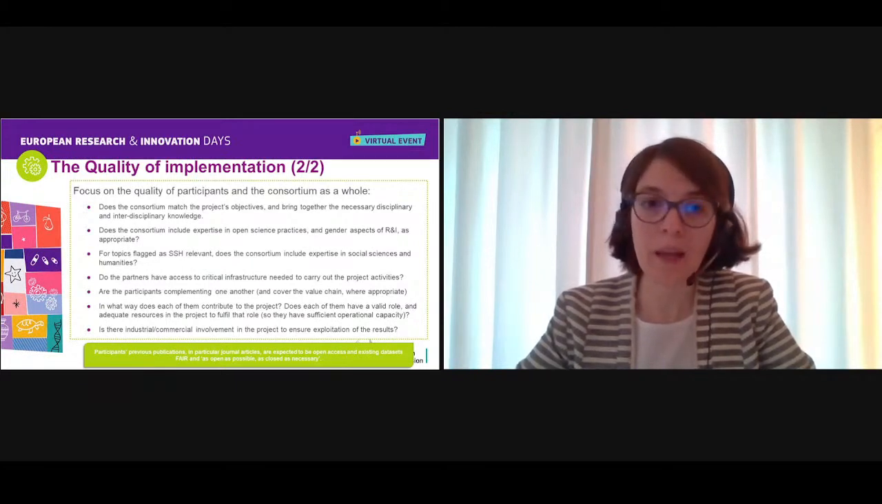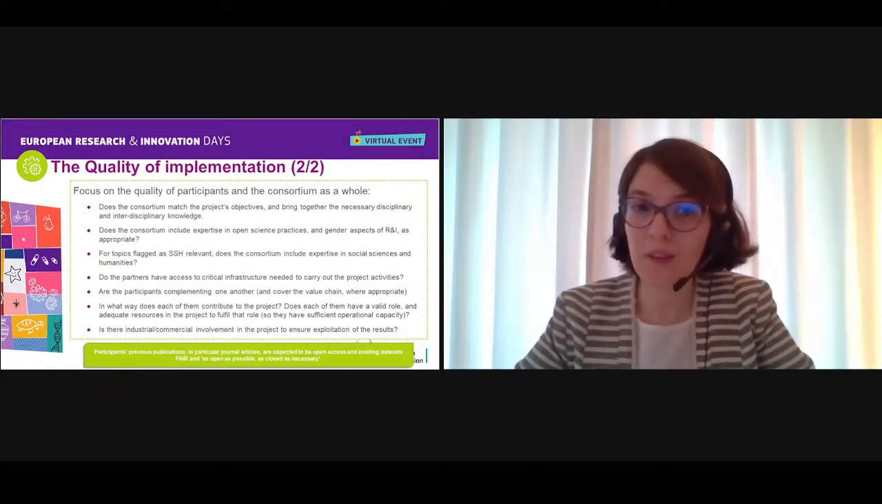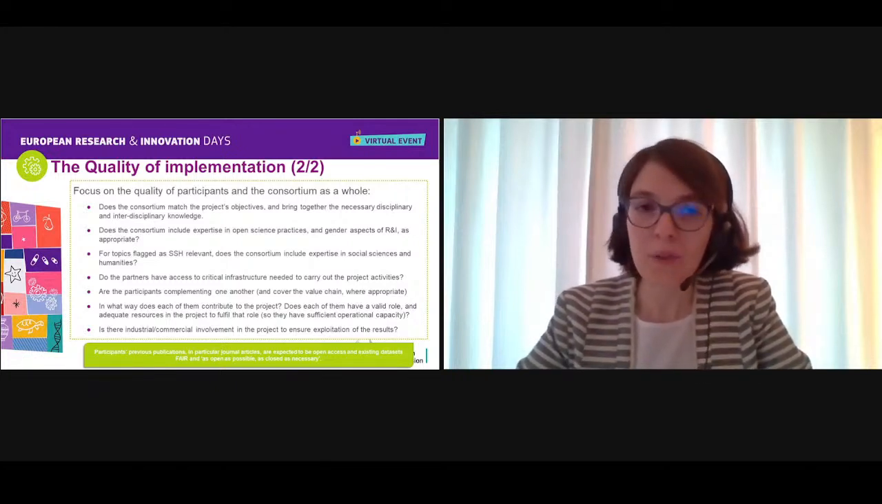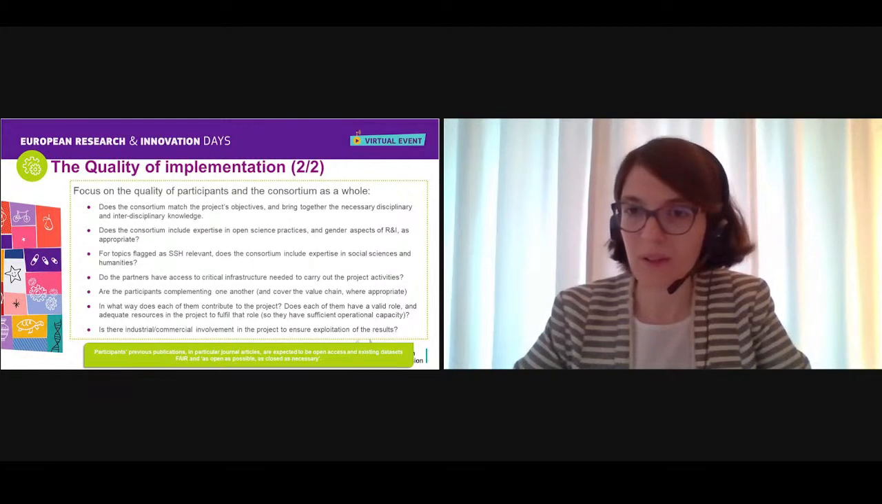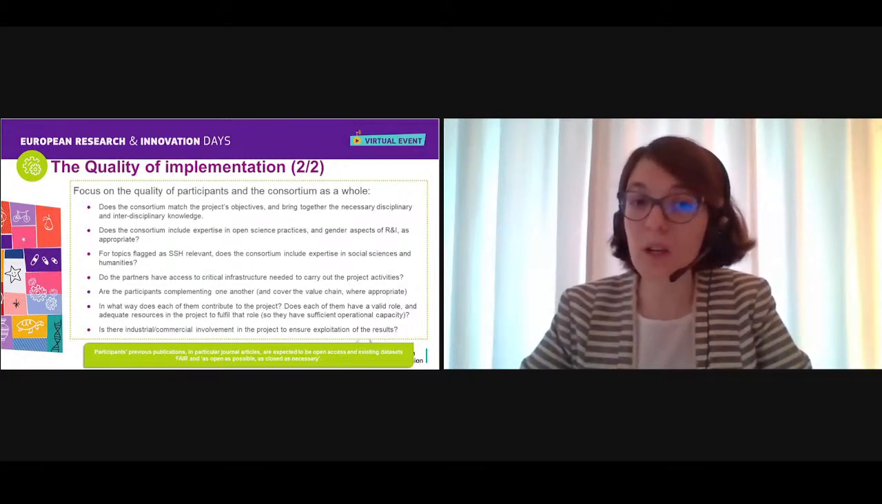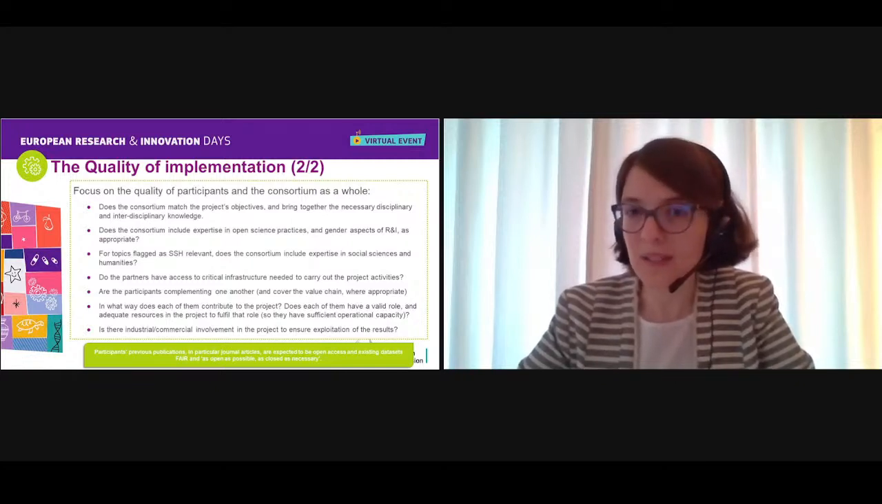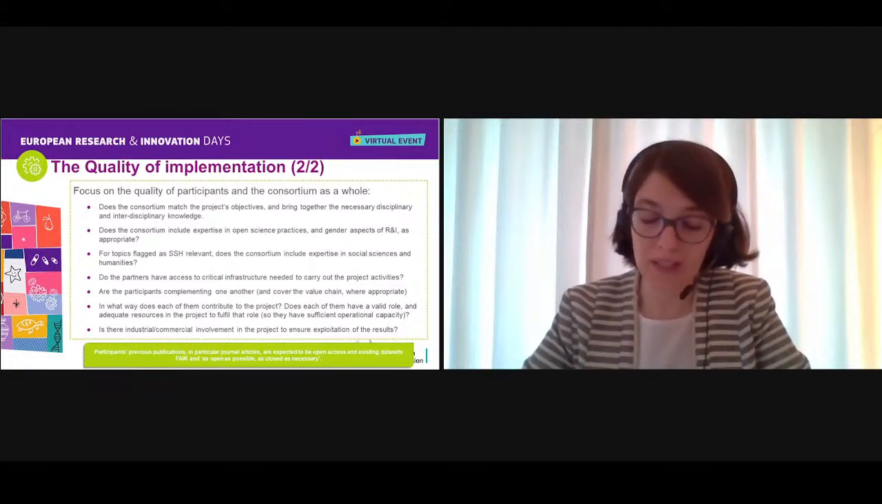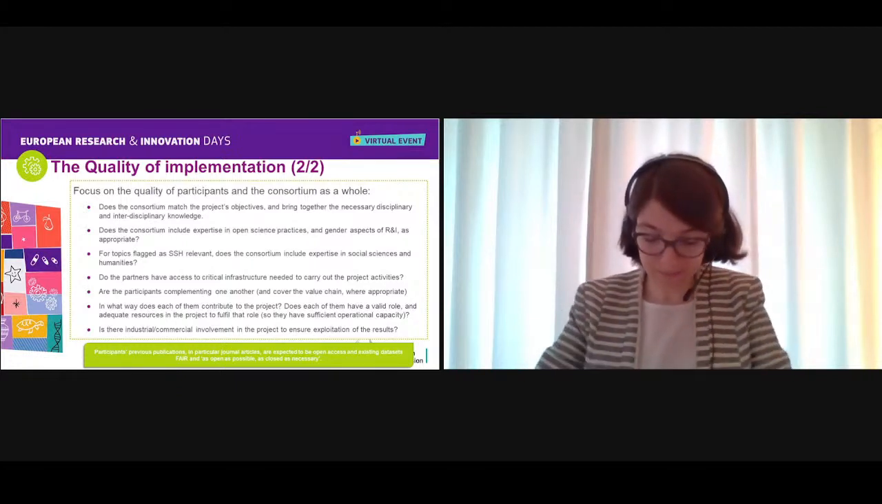If your consortium members have expertise in open science practices or gender aspects of research and innovation, you will have to present that. If your topic is flagged as relevant for social sciences and humanities, you will need to show that your consortium includes expertise in these disciplines. You will have to explain if it is relevant that the partners have access to the critical infrastructures they need to carry out their activities.